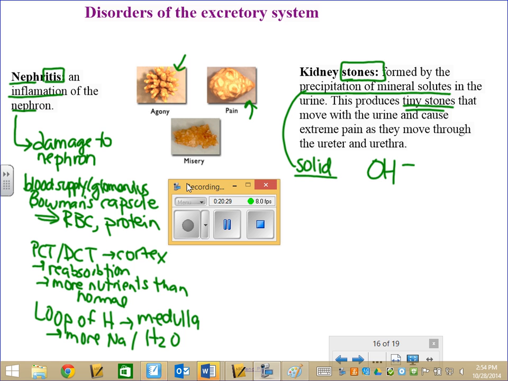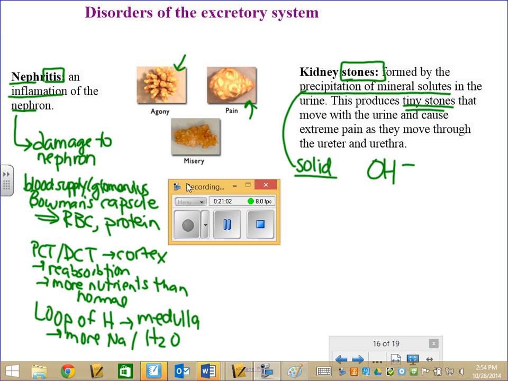You get tiny stones, and the tiny stones move with your urine. So they would follow the same path as urine does. You would come out of your nephron through the collecting duct, go to your renal pelvis, then go to the ureter, the bladder, and then finally through the urethra. There are surgical options, there are non-surgical options. Usually, though, people end up having to pass the kidney stone, which means it will move through all of the tubes until it finally comes out of your body.